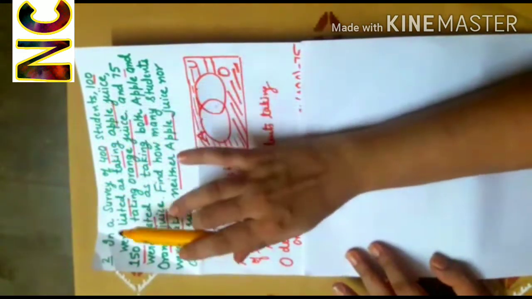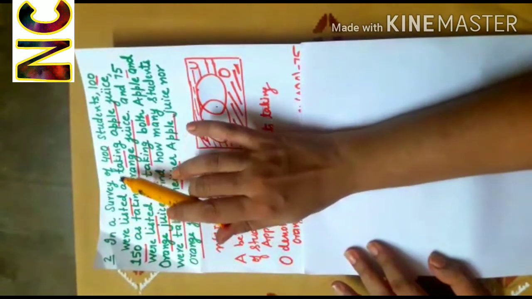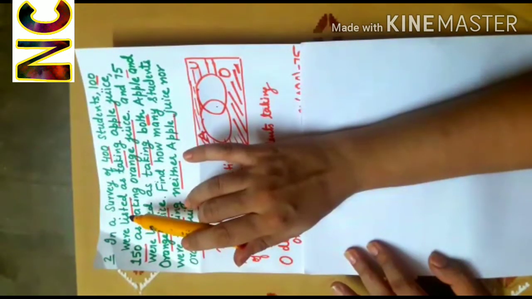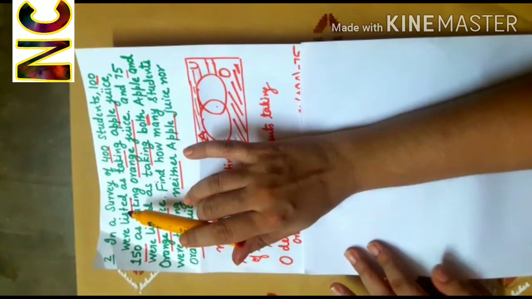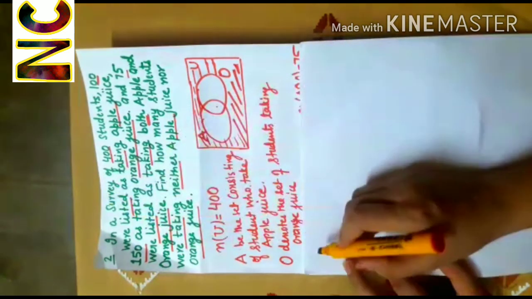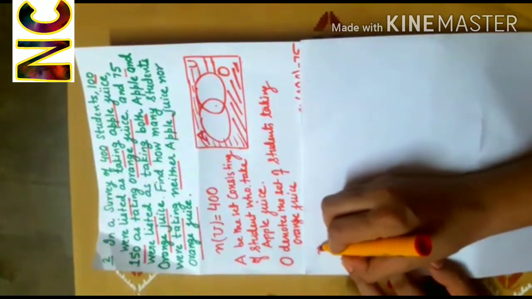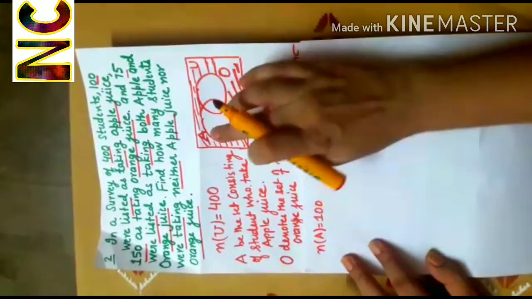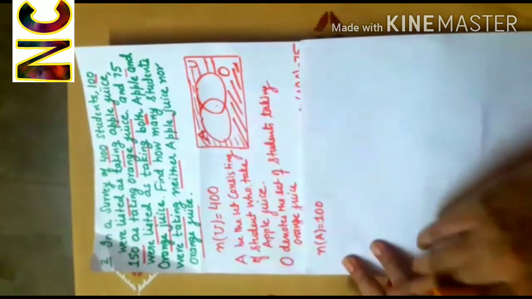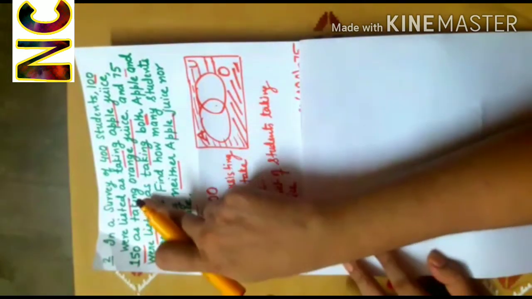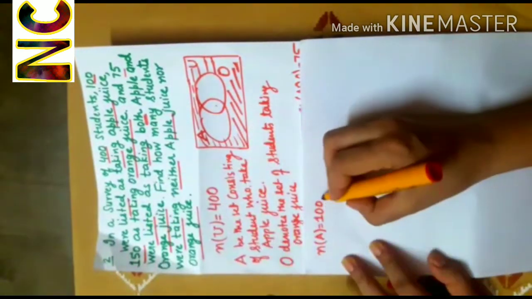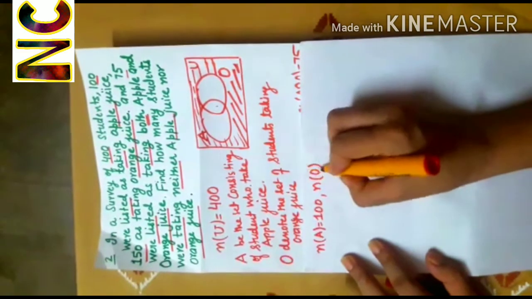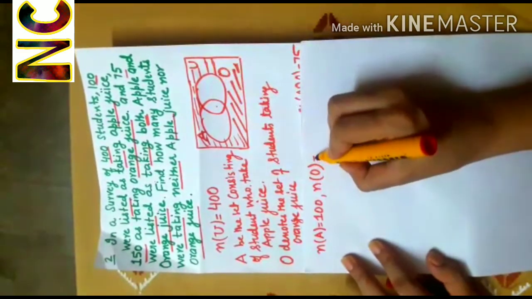According to the question, 100 students were listed as taking apple juice. That means there are 100 students who are taking apple juice. So it will imply that the number of elements in the set A will be 100. That is in this set. 150 as taking orange juice. That means the number of elements in the set O will be 150.